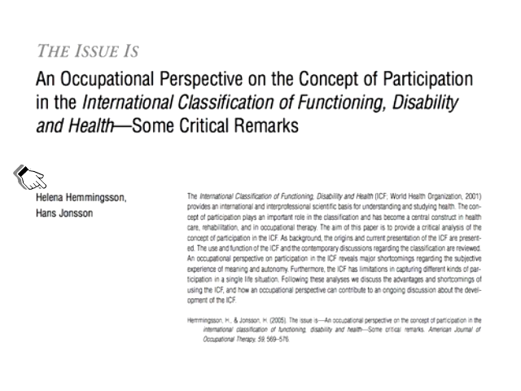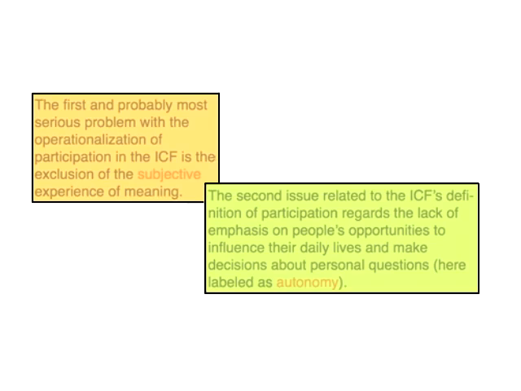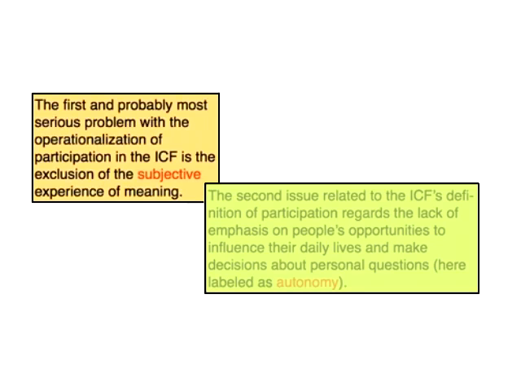Additionally, Hemmingsen and Jonsson, in the American Journal of Occupational Therapy a few years ago, published this paper called An Occupational Perspective on the Concept of Participation in the ICF: Some Critical Remarks, and they were critical indeed. The two points that they brought out were these. The first and probably most serious problem with the operationalization of participation in the ICF is the exclusion of the subjective experience of meaning. That is, if I've never golfed anyways, it doesn't matter to me.